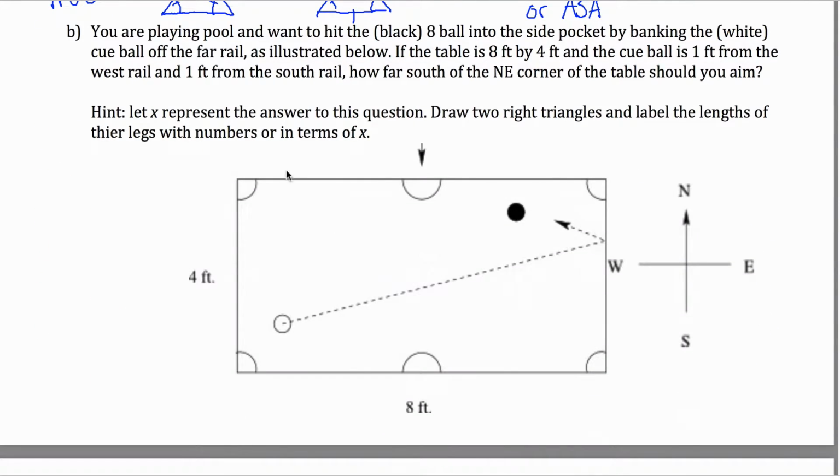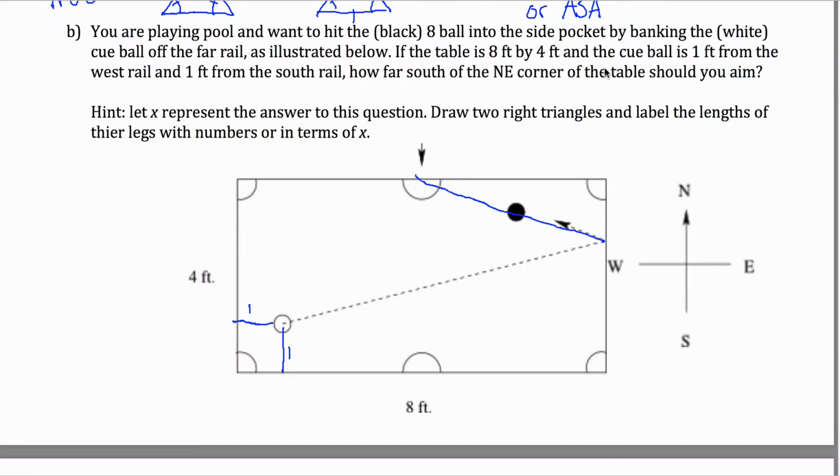Part B, this is a pretty tricky problem. You're playing pool and you want to hit the black 8 ball into the side pocket. In other words, this connects to right here. By banking the white cue ball off the far rail as illustrated below, if the table is 8 by 4 and the cue ball is 1 foot from the west rail and 1 foot, I think I changed that in the test. Maybe let's make this the east rail, because east is over here. And let's make this, oh no, sorry, it was right the way it was. It's the cue ball that I'm talking about. So this is 1 right here, and this is 1 right here.